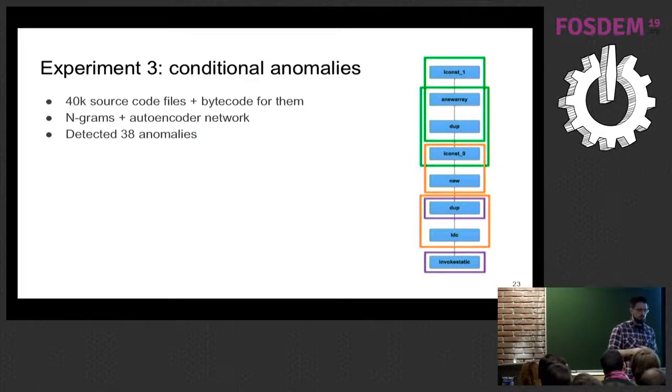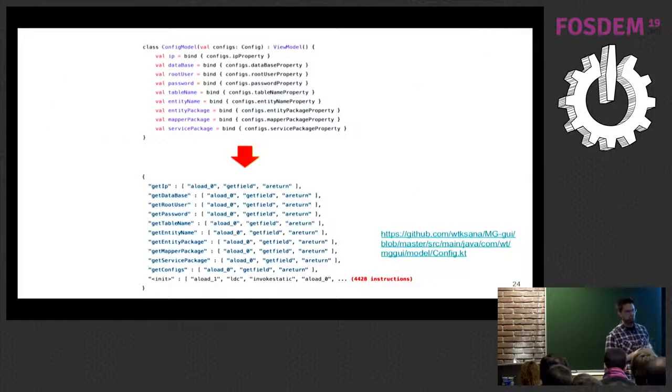That way, we managed to grab around 40,000 source files and bytecode for them, so we can compare the anomalies. The approach was the same, using n-grams and an autoencoder network, and we looked for anomalies in one case and not anomalies in another. That left us with 38 conditional anomalies, one example of which I will show you is this 10-line function that turns into 4,500 bytecode instructions.